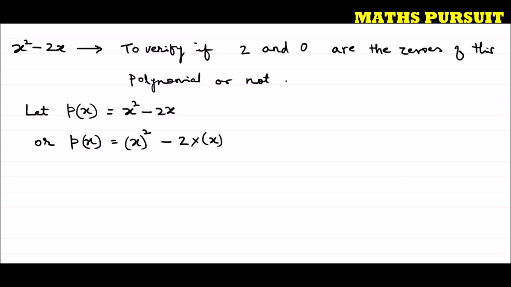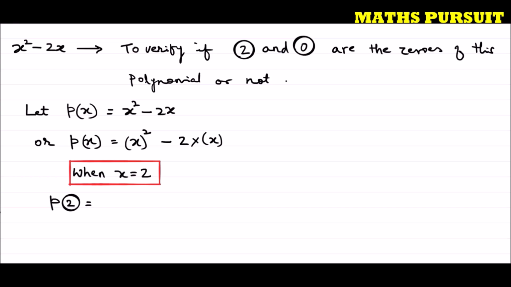Now question has given us two values, one is 2 and the other one is 0. So let us put these two values separately and let us check. When x is equal to 2, let us first check what happens here. Now replacing the value of x with 2, I can write p(2) is equal to 2^2 minus 2 into 2.